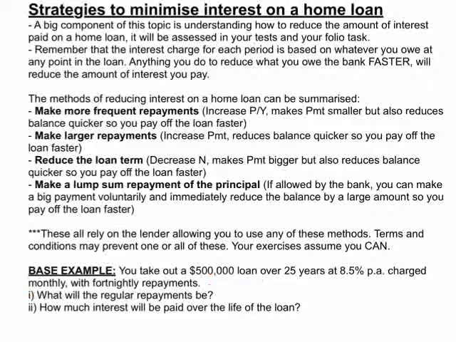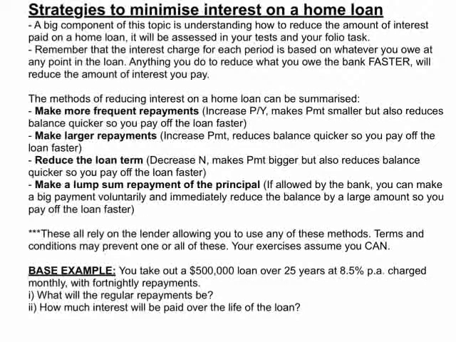Okay, so we're going to work with this initial base example. We're going to pretend you're going to take out a $500,000 loan over 25 years, at an interest rate of 8.5% per annum, getting charged monthly, compounded monthly, and you're making fortnightly repayments. We're going to look at what the regular repayments are, and then work out how much interest is paid over the life of the loan, and then we're going to investigate these four different methods and see how the interest paid is reduced with each of those methods.